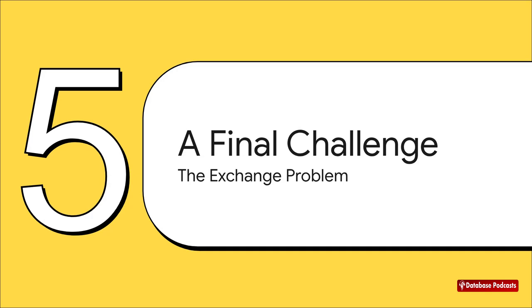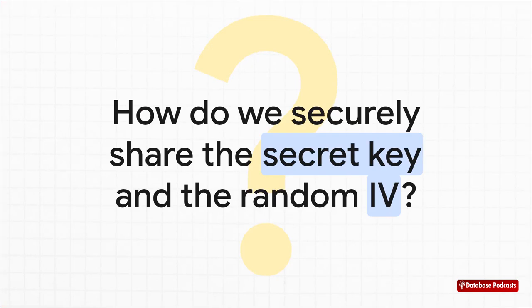Okay, so we've solved the repetition problem with this really elegant mix of chaining and initialization vectors. But this very solution brings up one final fundamental challenge. And here it is. For any of this to work, both the sender and the receiver need to have the same secret key and the same initialization vector. So, how do they securely share that information if the only way they can communicate is over the public, insecure internet?